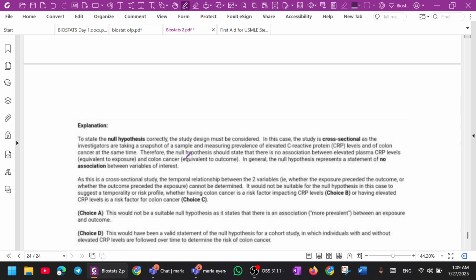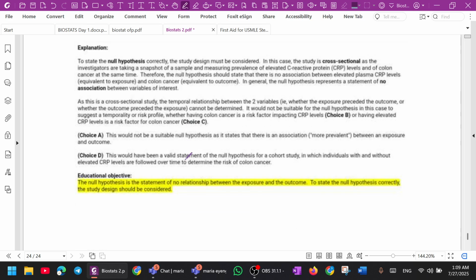It would not be suitable for the null hypothesis in this case to suggest a temporal or risk profile, whether having colon cancer is a risk factor impacting CRP level or having elevated CRP is a risk factor for colon cancer. Okay. Last line: the null hypothesis is the statement of no relationship between the exposure and the outcome. To state the null hypothesis correctly, the study design should be considered. Okay.